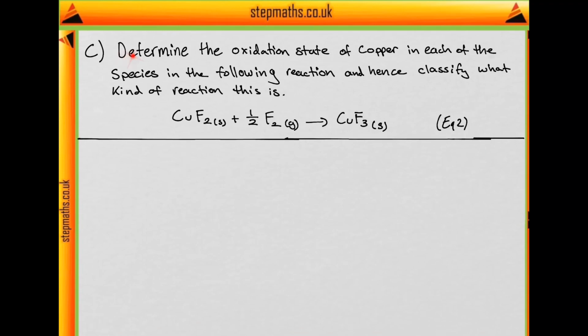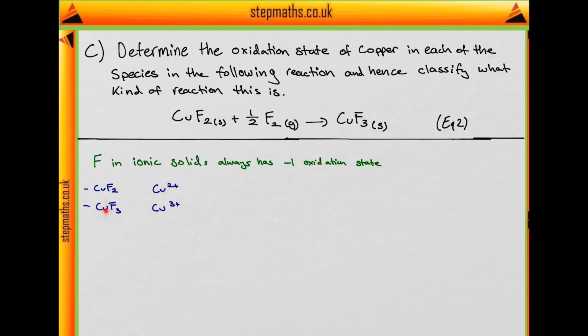Part C. Determine the oxidation state of copper in each of the species in the following reaction, and hence classify what kind of reaction this is. So we have CuF2 plus a half F2 goes to CuF3. Firstly, we should note that F in ionic solids always has a minus 1 oxidation state. So to find the oxidation state of the copper, we know in CuF2 it's the Cu2 plus, and in CuF3 it's the Cu3 plus. So we have a 2 plus going to a 3 plus, and this is an oxidation, as electrons are lost.